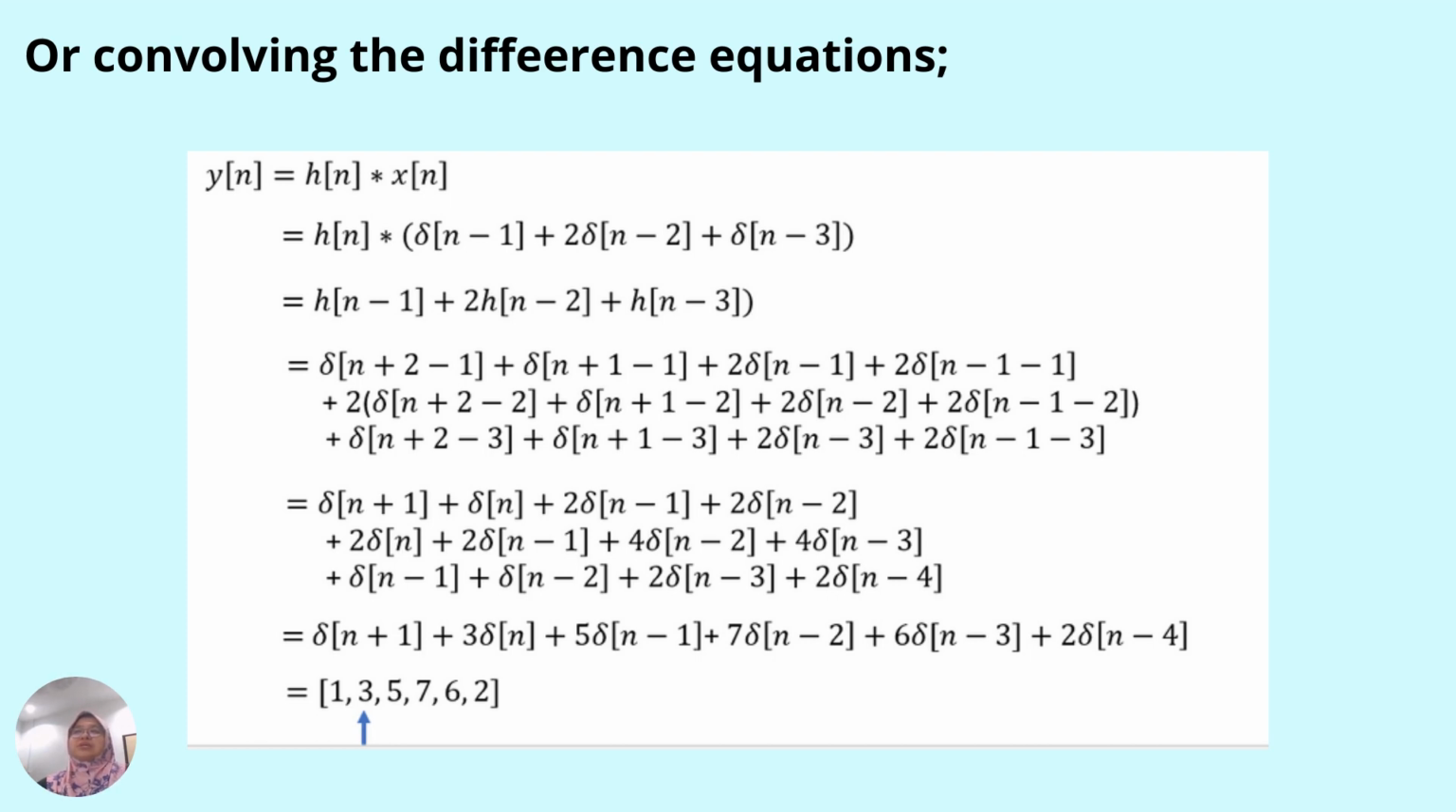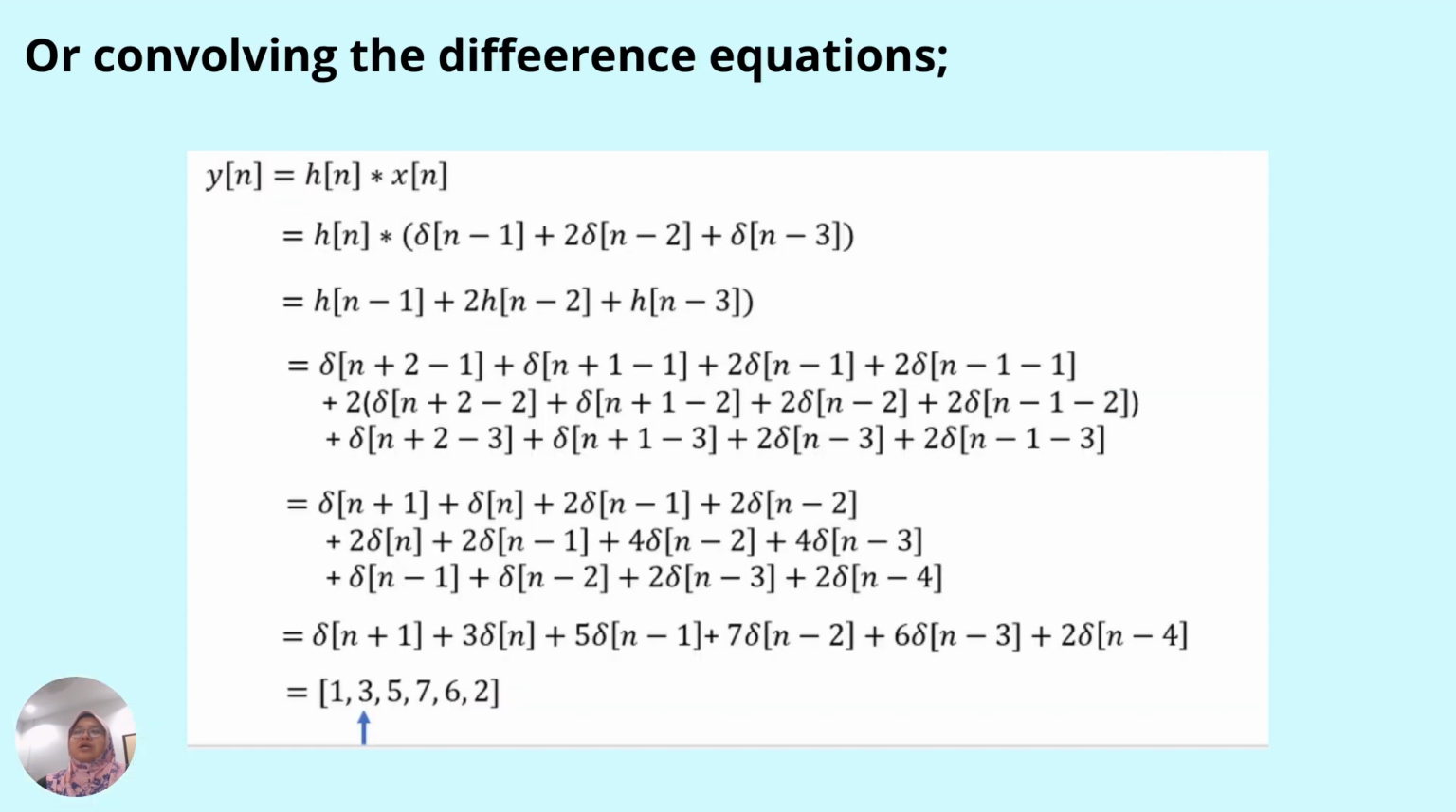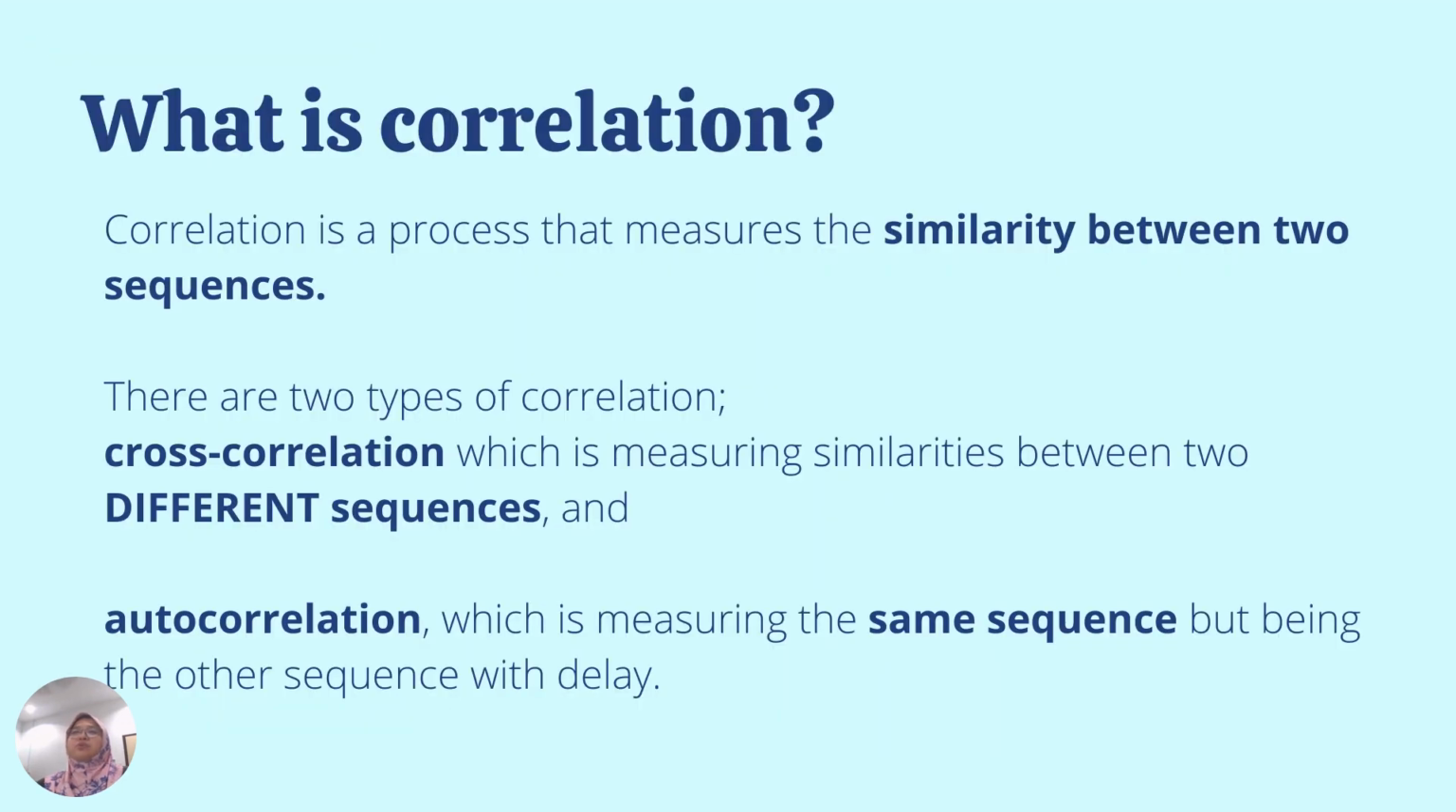which is actually the same as what we got if we do the tabular method. It's just that there are pros and cons of each method. Okay, so you choose which one you want to do. So there are 2 ways of doing convolution. Okay. Then we went into correlation.